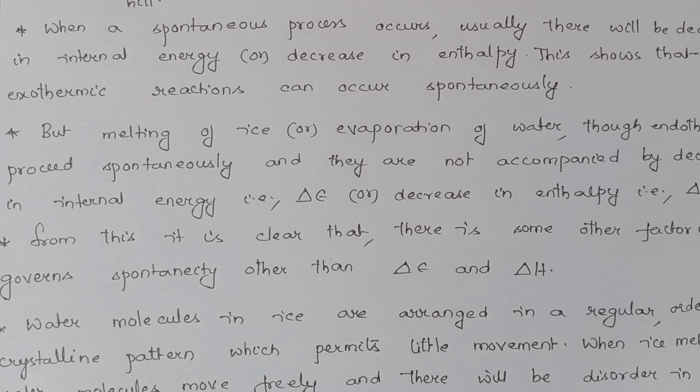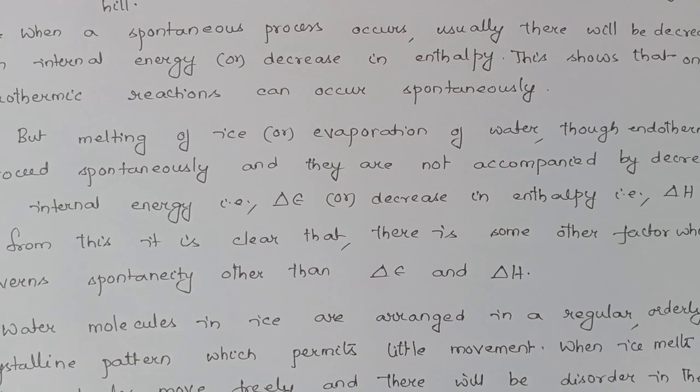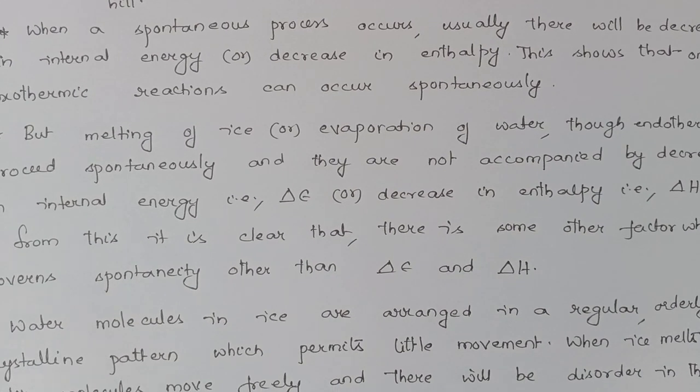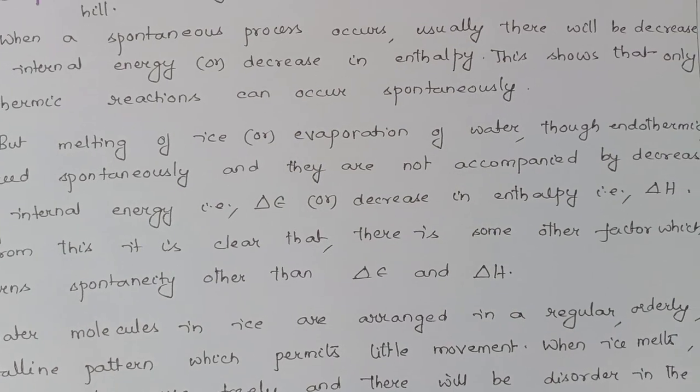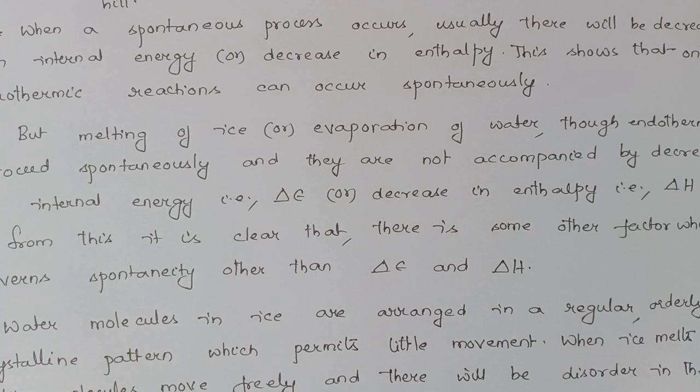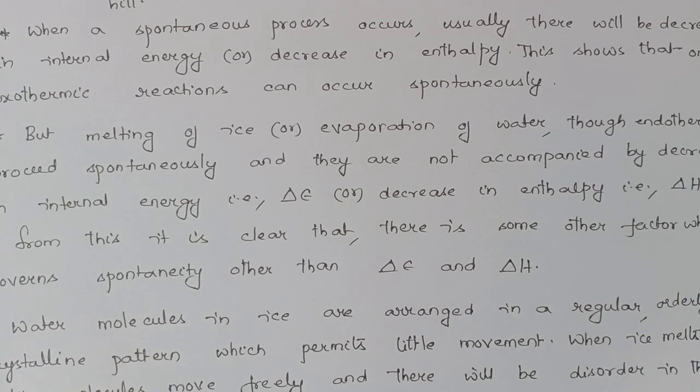You know students, when a spontaneous process takes place, generally there will be a decrease in internal energy or a decrease in enthalpy. What happens when a spontaneous process takes place? It was observed that there will be a decrease in internal energy or a decrease in enthalpy. Internal energy, enthalpy, all these terms we have learned in the first part of thermodynamics. I think I need not repeat what internal energy is, what enthalpy is, right students? You can refer to the first part of thermodynamics.